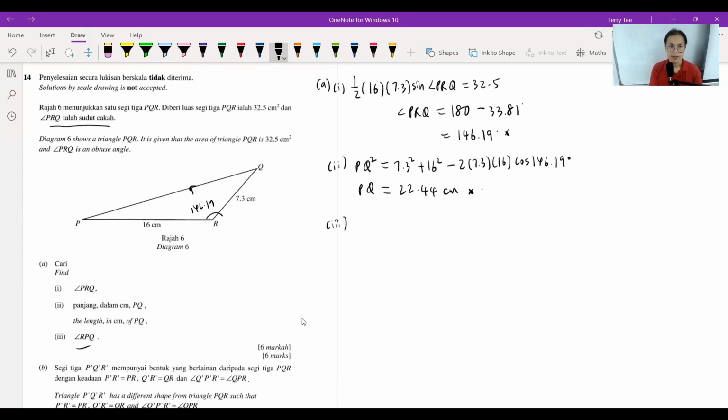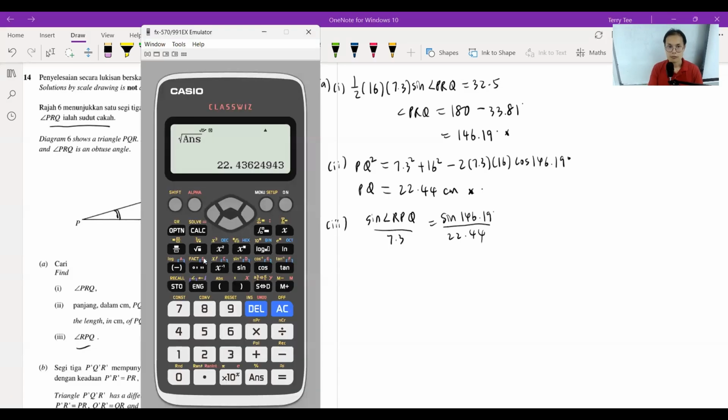So RPQ is this angle here. We know this is 22.44, right? So we use sine rule. Sine of angle RPQ divided by its opposite length, which is 7.3, equals sine 146.19 divided by its opposite length, which is 22.44.